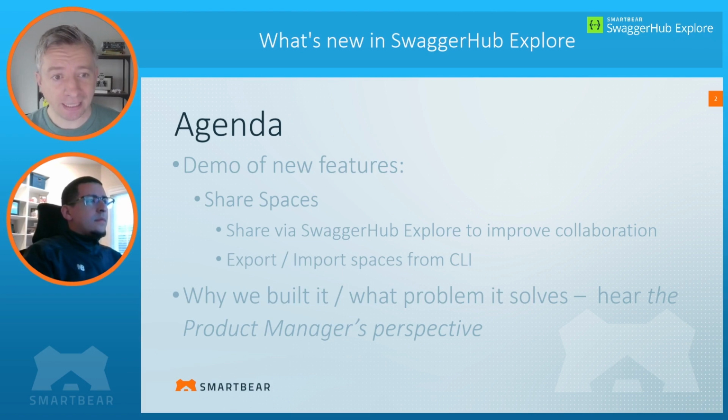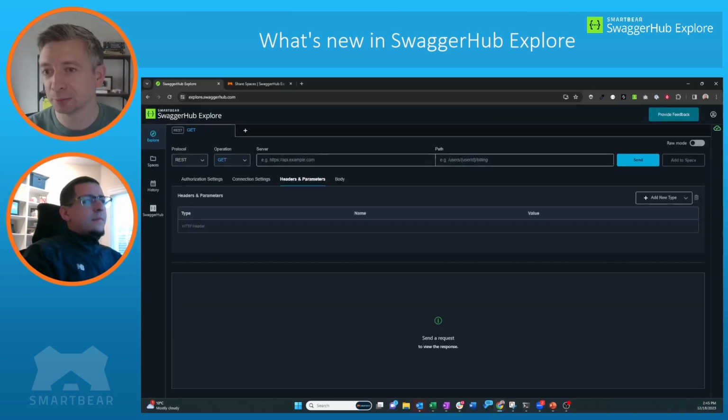So we'll showcase that, and we'll also showcase the export and import spaces functionality from the CLI. So you now have the option of sharing and collaborating over spaces in different ways, depending on what suits your team the best. After the demo, we'll then cut back to Temil to get the product manager perspective. So with that, let me just bring up SwaggerHub Explore.